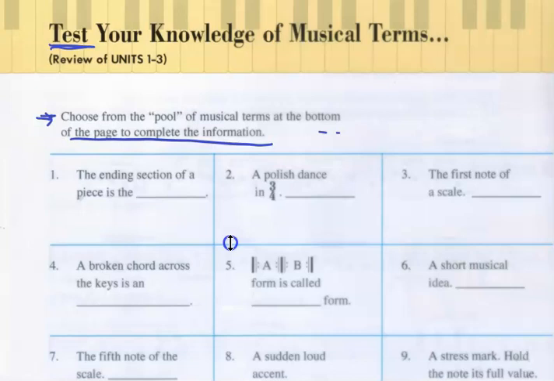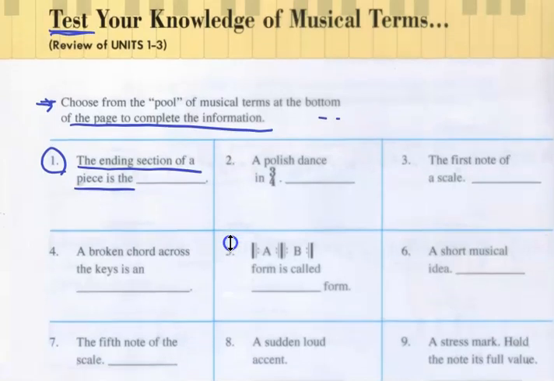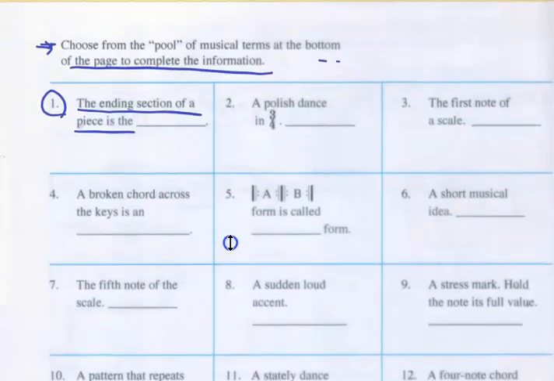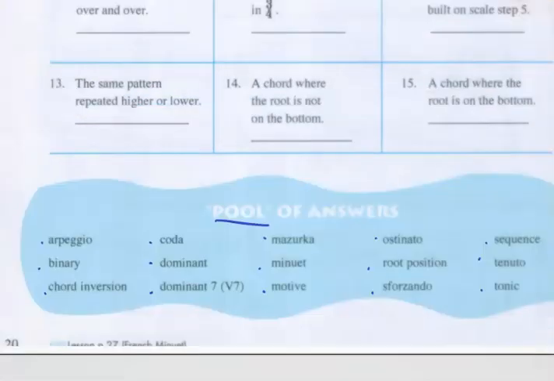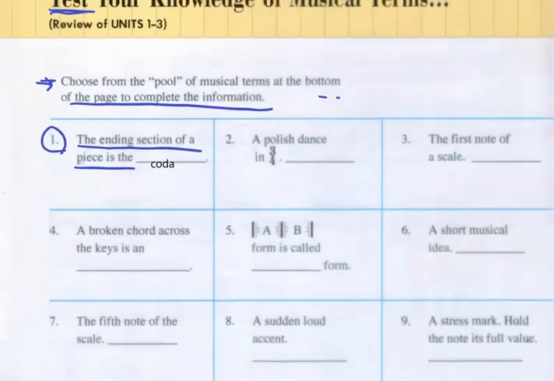Okay, number 1. Ending section of a piece, what is that called? The ending section. It's added section and it is called coda. Coda is here. We can cross this out. That was the answer of number 1.